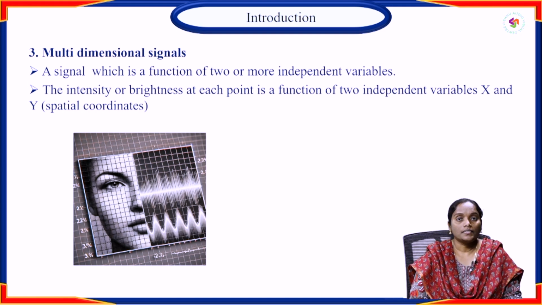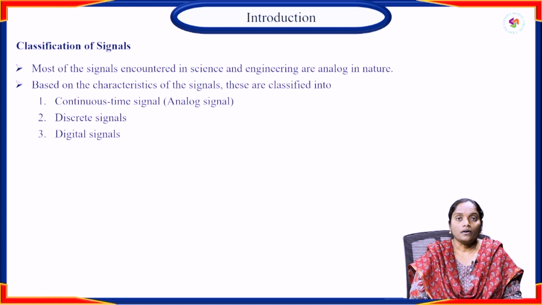Further, the signals are classified according to the nature of the signal. Most of the signals encountered in science and engineering are analog in nature. Based on the characteristics of the signals, these are classified into analog signals, discrete signals and digital signals. Analog signal is also said to be a continuous time signal. We'll see one by one.